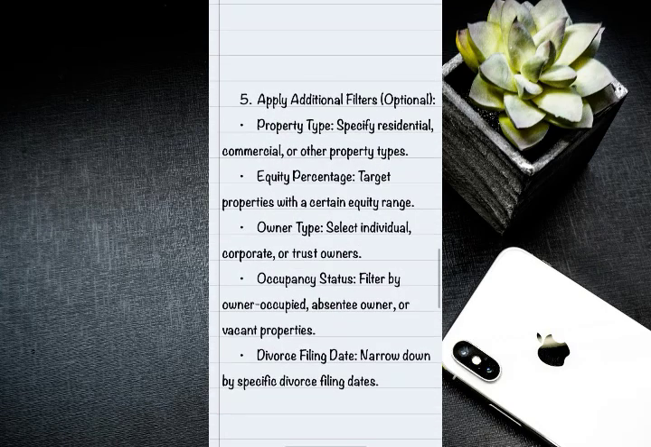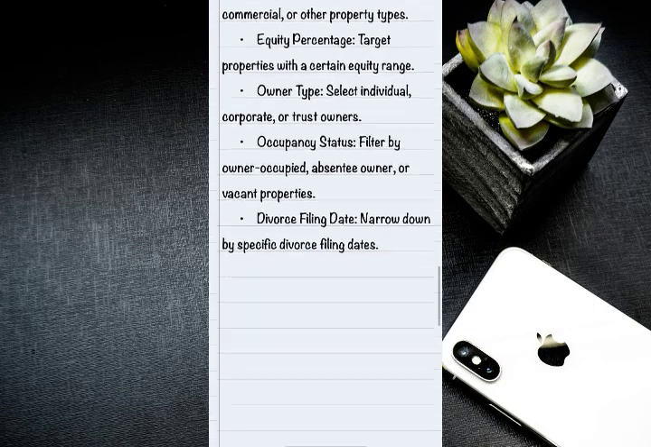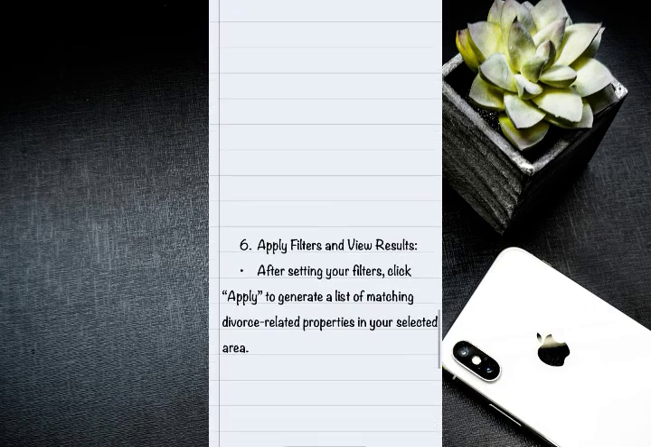Then from there, you can apply additional filters, which is very optional. So you can select the property type. You can also select the equity percentage, owner type, occupancy status, and the divorce filing date. Then once all of that is added to the filter, apply filters and view the results. So apply the settings, your filters, then click apply to generate the list of matching divorce related properties in your selected areas.